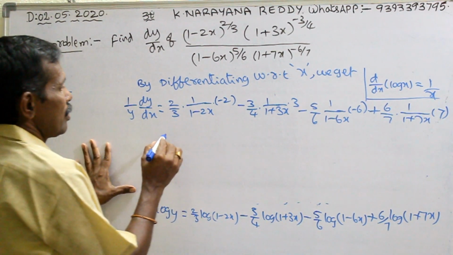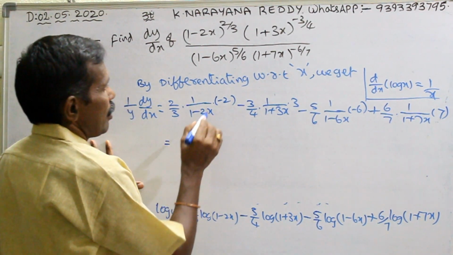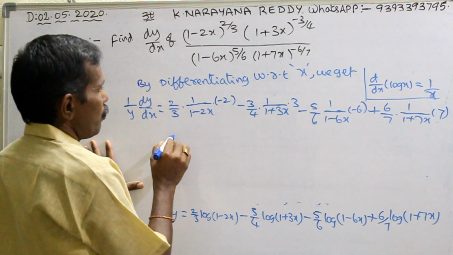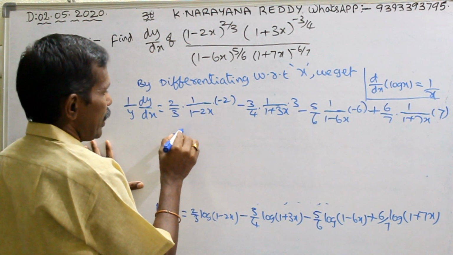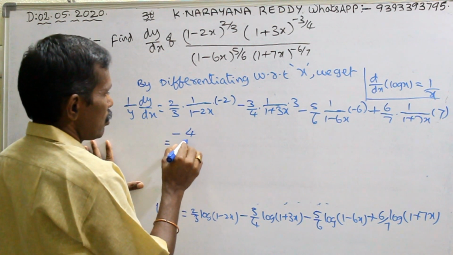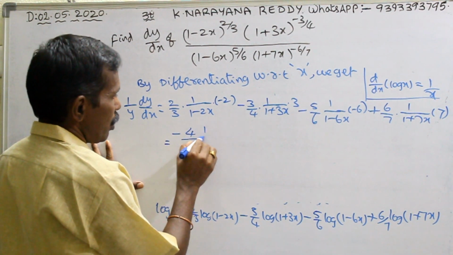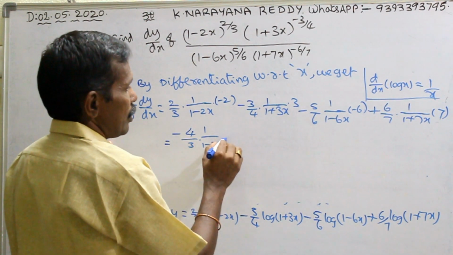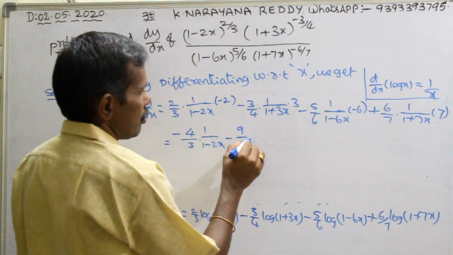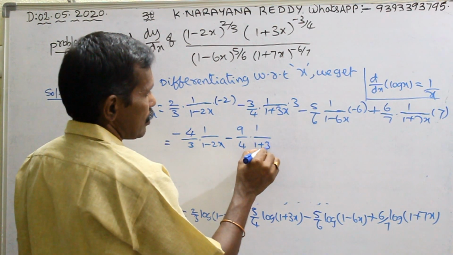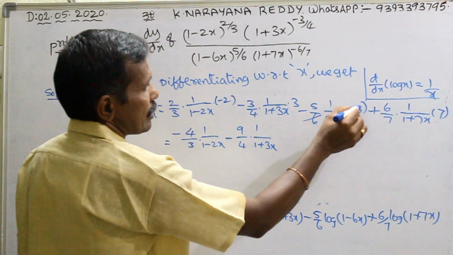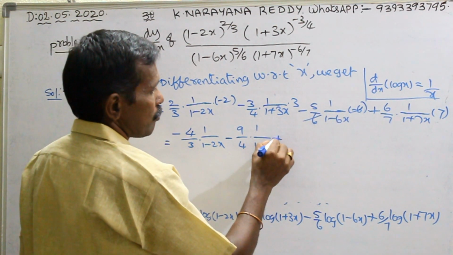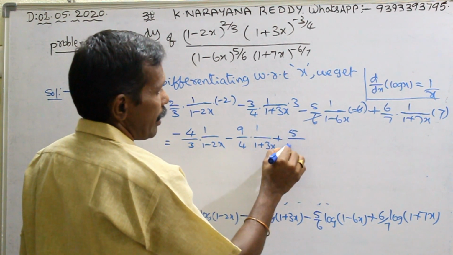Next step, 2 by 3 into minus 2 gives minus 4 by 3 into 1 by (1 minus 2x). Then 3 by 4 into 3 gives minus 9 by 4 into 1 by (1 plus 3x). The 6 is cancelled, minus into minus is plus, 5 by (1 minus 6x).